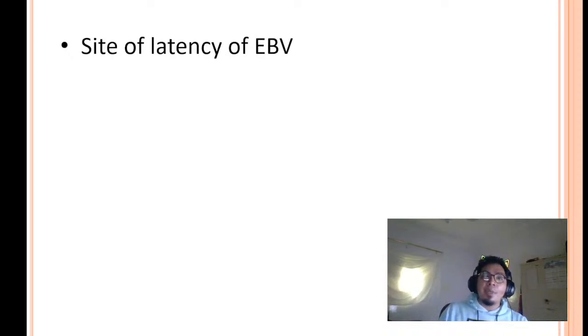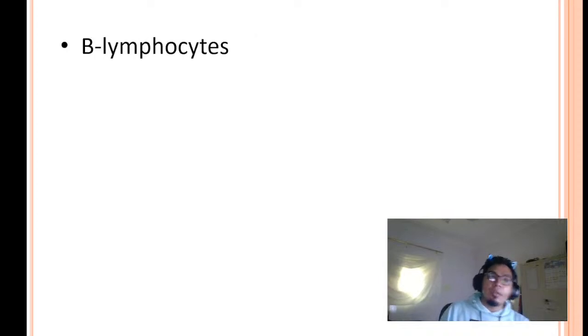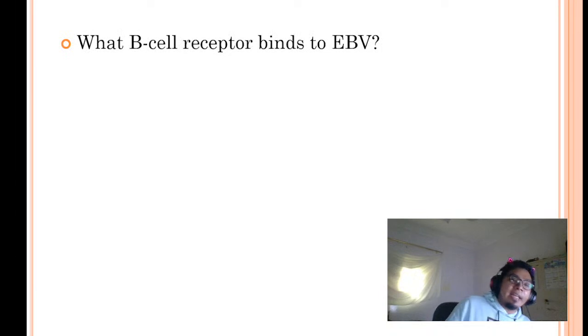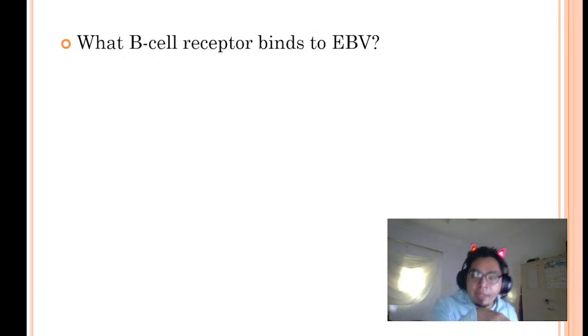Please put a star on this one because this is a must-know question. What is the B cell receptor that binds to EBV? Again, a serology question or a microbiology question. It may not be asked in microbiology, but I'm positive that it might be asked in your serology. Actually, this was a question in my board exam. No, it was asked in my friend's board exam. Sir? The B cell receptor.